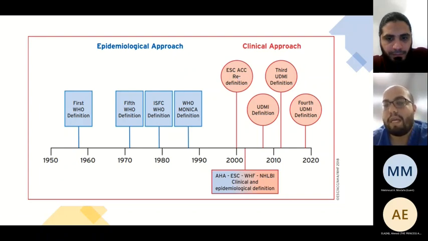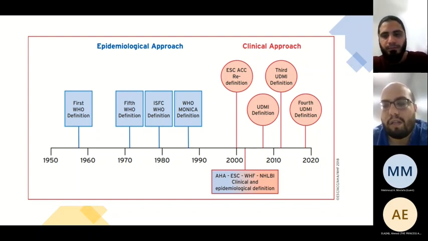And then an agreement occurred between all societies to have a universal definition of an MI, just before 2010. And since then, there have been multiple universal definitions, and the latest one was published as the fourth universal definition of myocardial infarction in 2018. So it seems we've been for almost a century trying to get a universal definition, so we can unify the practice and standardize it around the world in order not to miss a myocardial infarction.